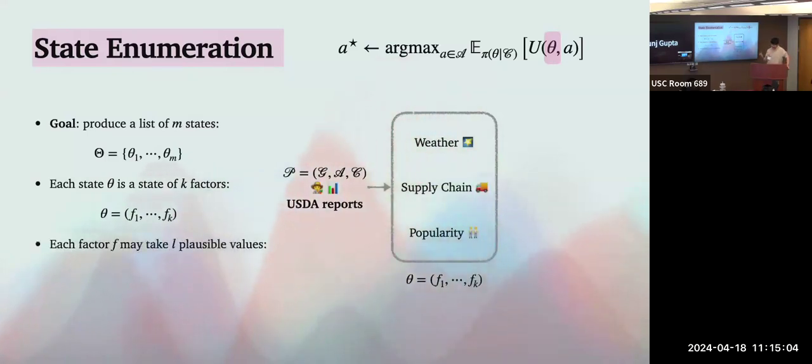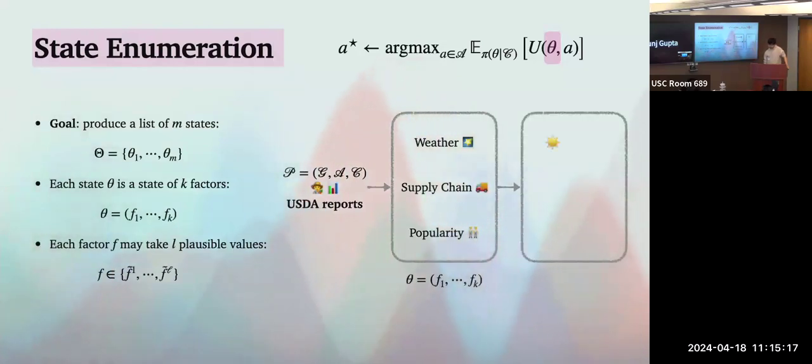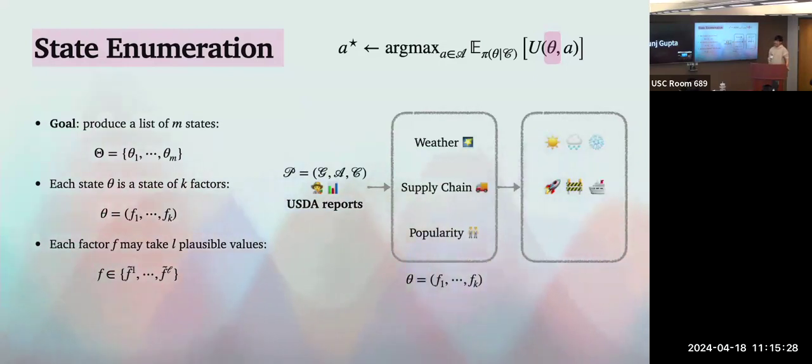Sorry, the notation is a bit heavy here, but each factor F may take L possible values, which we denote as F1 through FL. In the example here, the weather factor can take 3 possible values: sunny, raining, and snowy. For supply chain, it could be something like SpaceX developing a shipping rocket, or a complete supply chain lockdown, or overseas shipping has increased. This is something that we can also be concerned about. Also popularity.